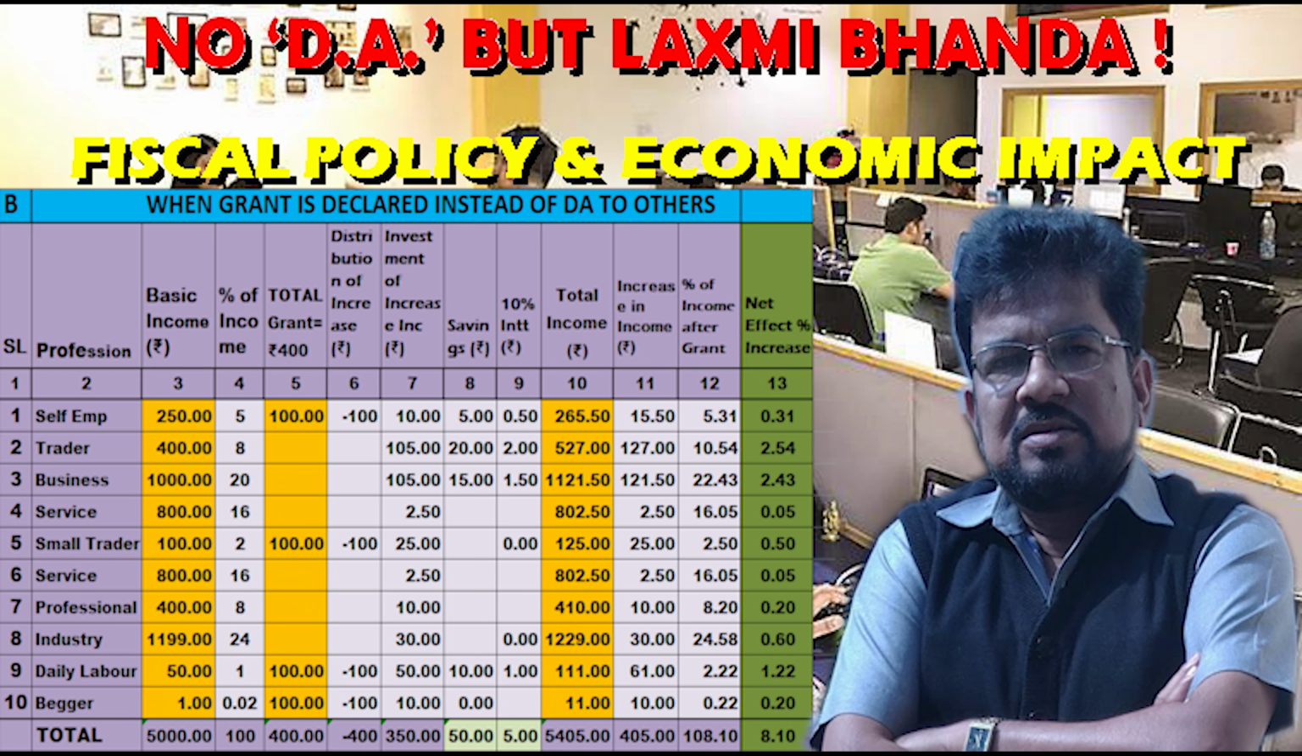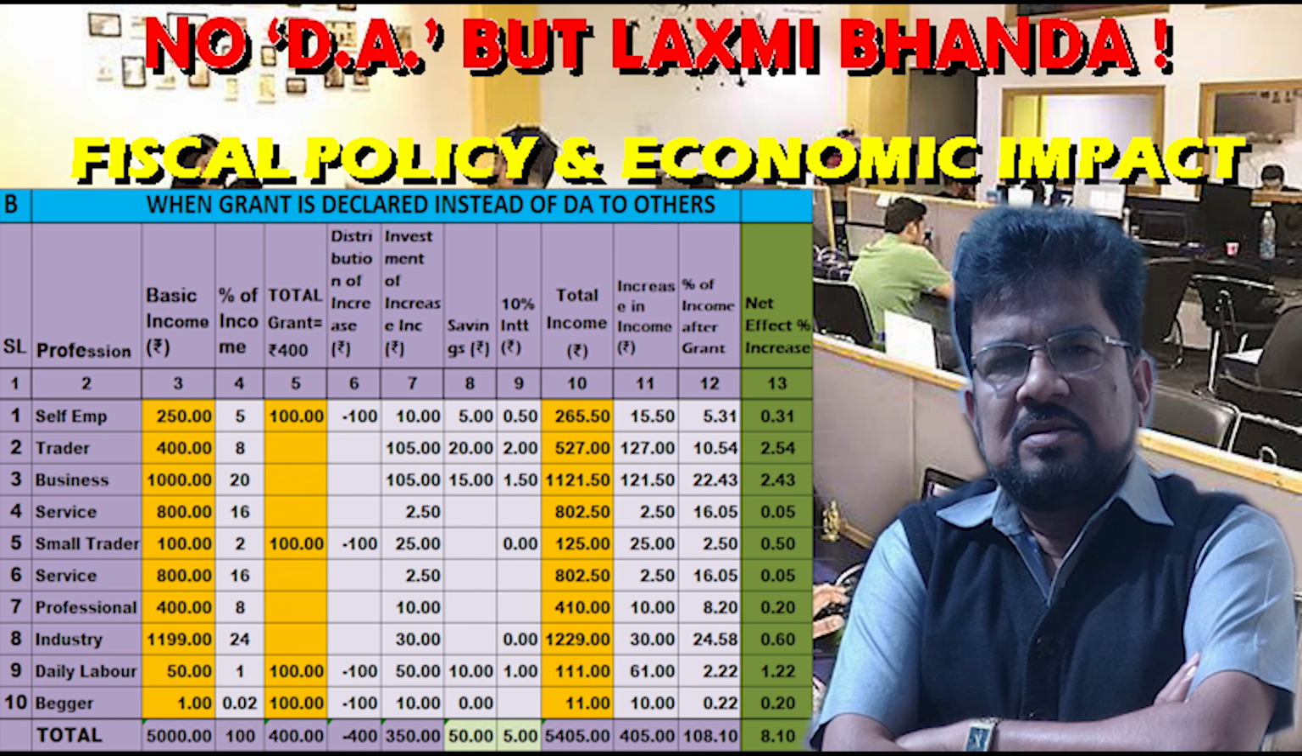Because government will not pay the grant to the industrialist or serviceman or others who have more income. Therefore, in DA the contribution of the government was 400, and in case of grant also the contribution of government is 400. Same. Similarly, the extra grant received by the stakeholders will be expended. Therefore, it has been deducted. That is minus 100, minus 100, minus 100, minus 100, shown in column 6. And in column 7, the expenditure made by the stakeholders has been shown.